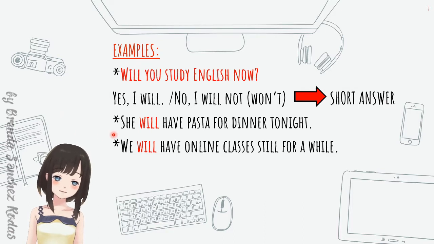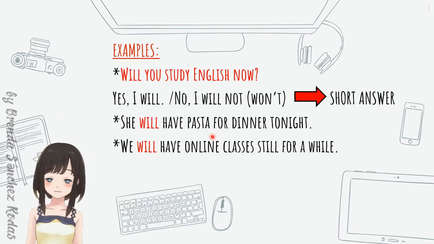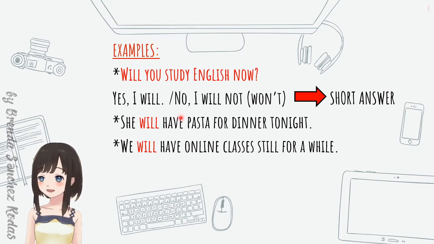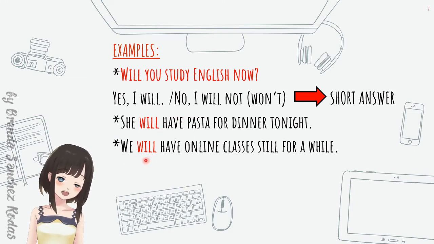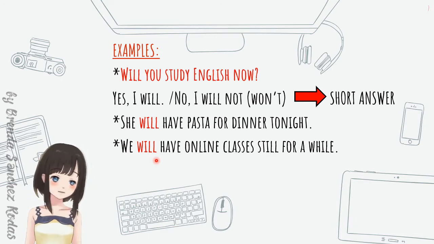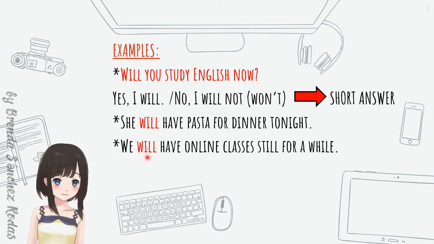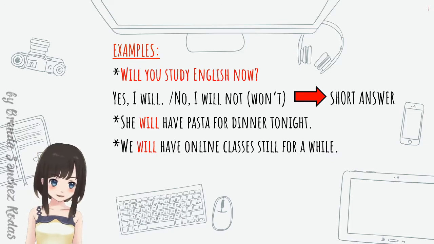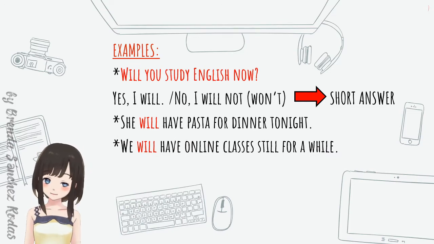Also, she will have pasta for dinner tonight. Here I have she will, it doesn't change for any pronoun, and the next verb is in base form. And we will have online classes still for a while. Also, will and the verb. So it's really easy. Will is really easy to understand, right?